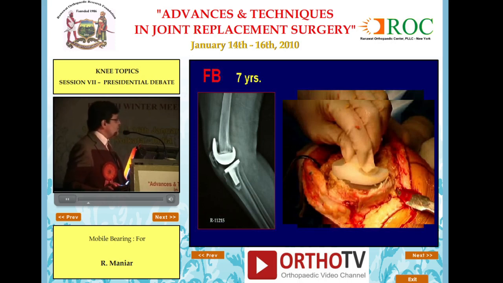This is on the table. You can see the amount of mobility that the fixed bearing has. The undersurface with so much mobility had produced undersurface wear and osteolysis.